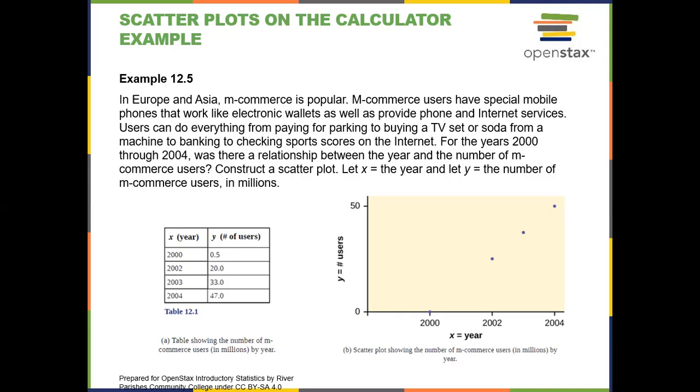Next, you will see X list is L1, Y list is L2. Then press the zoom button, which is the third key on the extreme top row. Zoom and then 9. And you will see it's going up the hill. Okay, straight up the hill. Okay. So it's a positive relationship between years and number of M-commerce users.